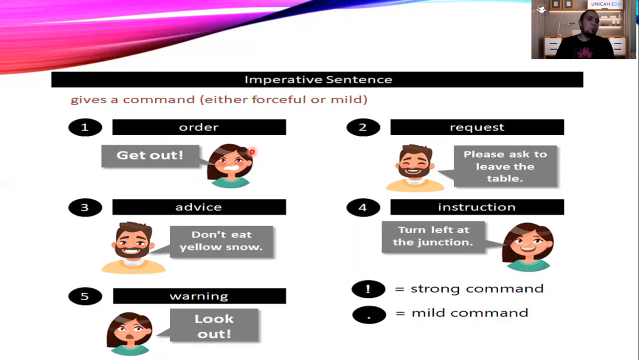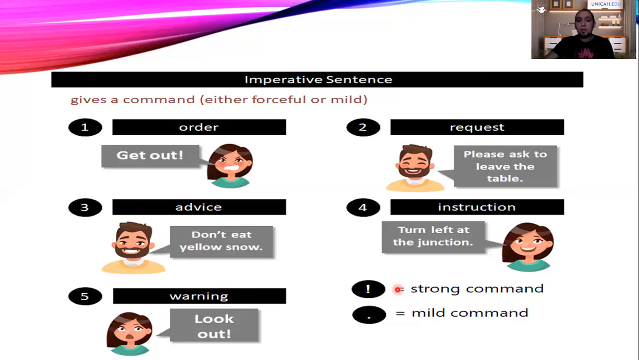Okay, we can also do it for requests. For example, please ask to leave the table, or to give advice. Don't eat yellow snow. If you understand this, please don't do it. Then we have instructions. Maybe when I give you an instruction in the class, for example, open your books or close your books or stand up or turn left at the junction. And for warnings, for example, look out, when you try to give someone a warning.